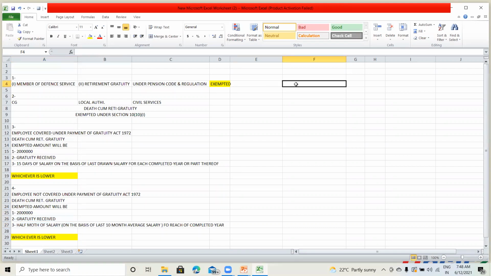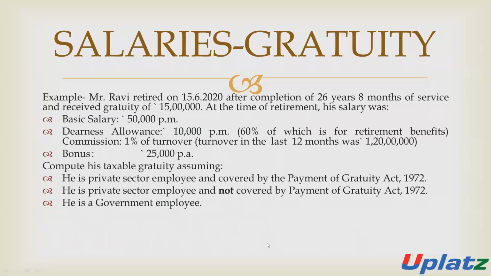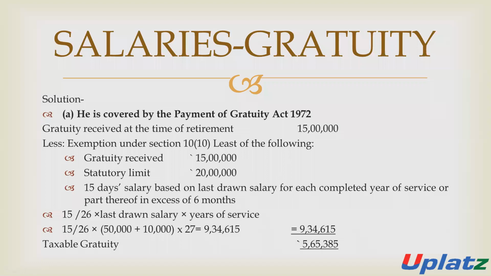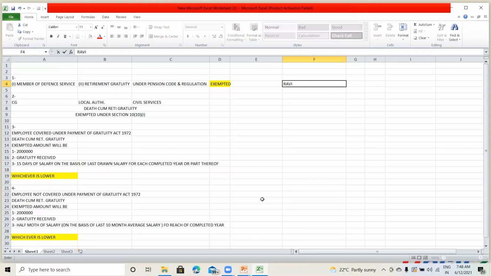There is an employee, Mr. Ravi. Mr. Ravi is a private sector employee, and he is covered under the Payment of Gratuity Act 1972.